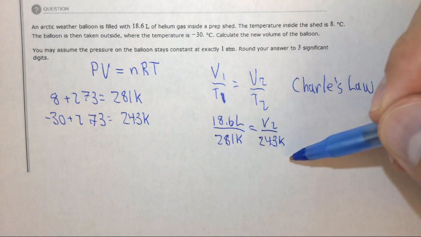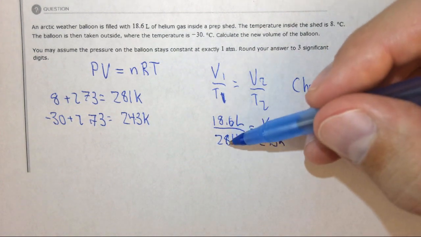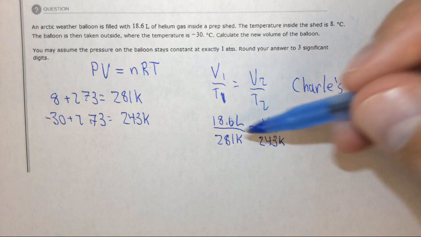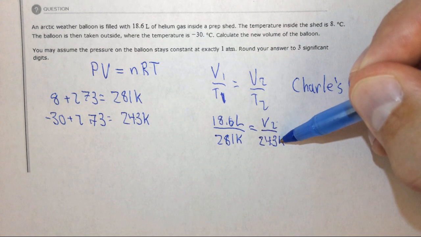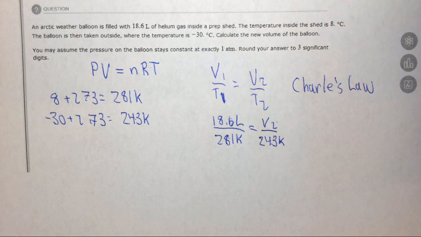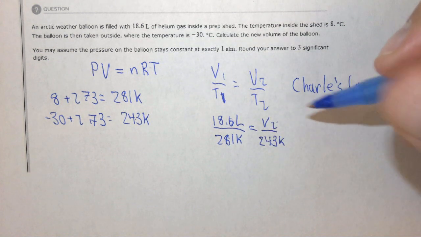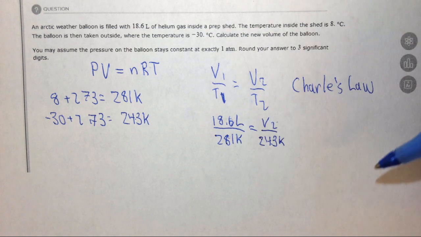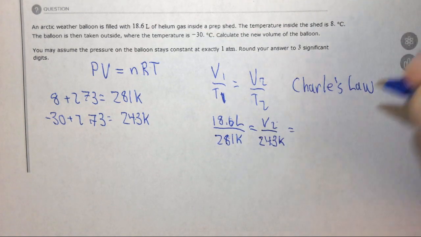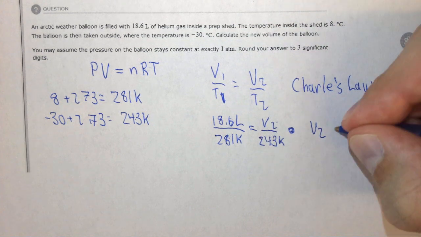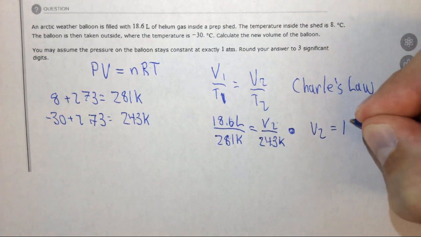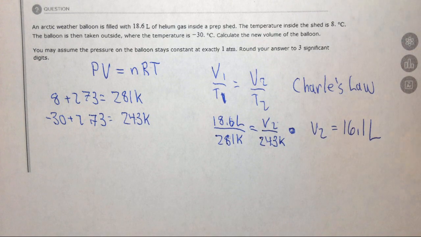To solve this, cross-multiply, so this times this, 281 times V2, and then divide. So you're going to take 18.6 times 243, and then divide by 281. Multiply these two, divide by this one, and when you do all that math, what you find is that V2, the final volume, is, to three significant figures, 16.1 liters.